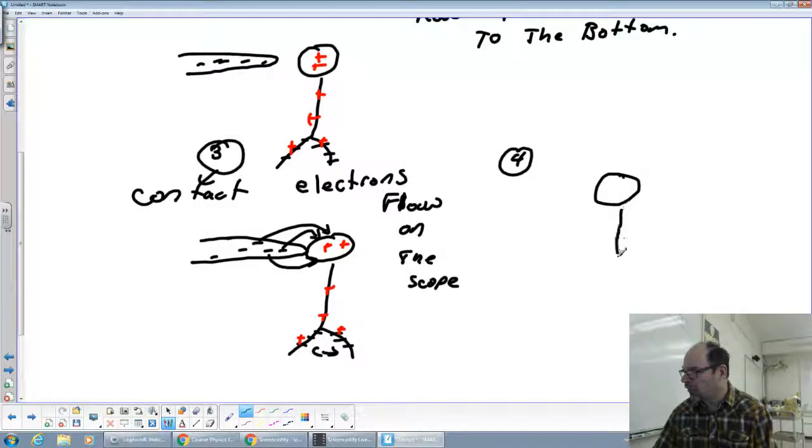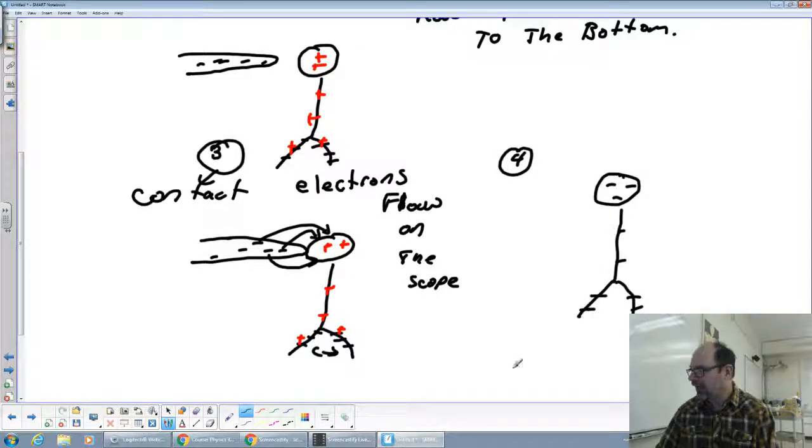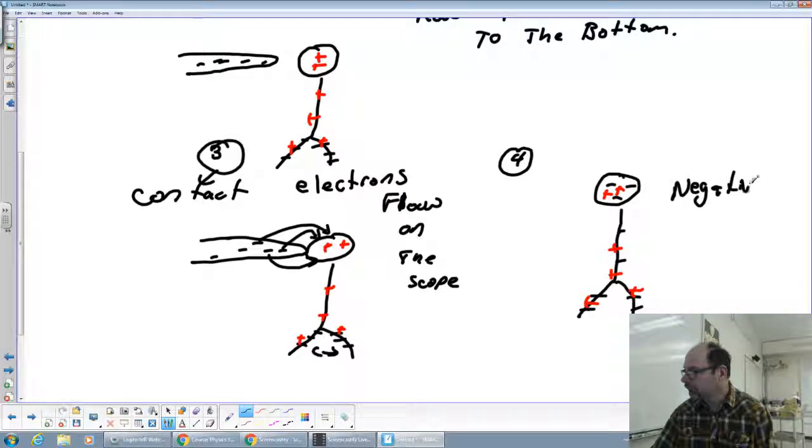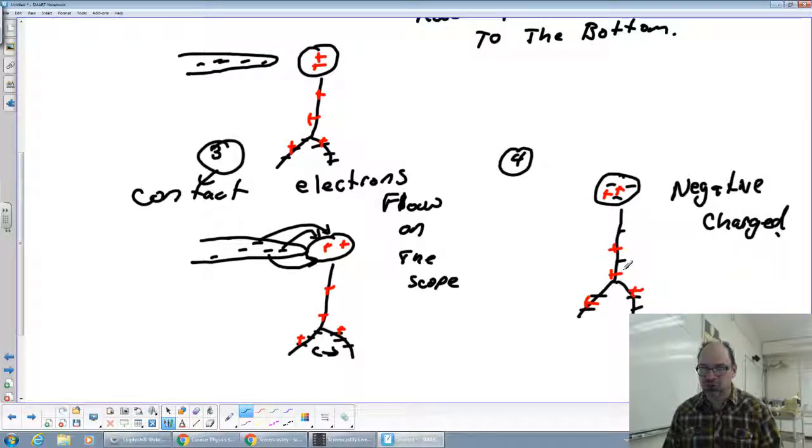Then when it's all evened out, we're going to have an extra 3 electrons. So instead of 6, we got 5, 6, 7, 8, 9 like that, and 6 of these. 1, 2, 3, 4, 5, 6. So this has become negatively charged, which is the same as the rod. Okay, so there's the 2 different states of how to charge something by contact.